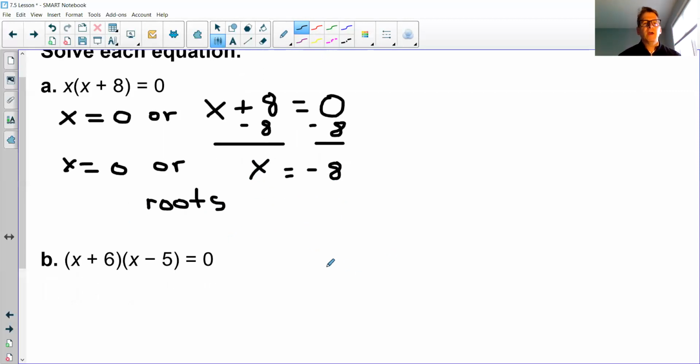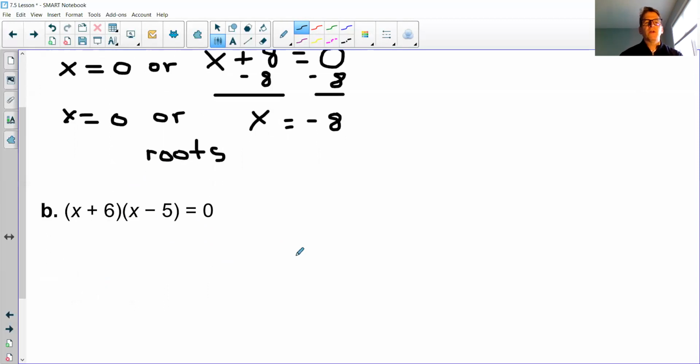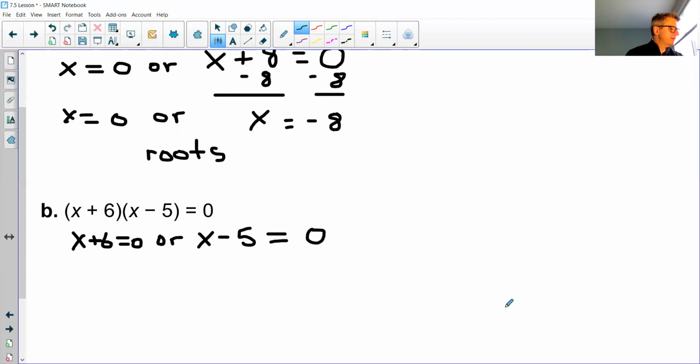Okay, letter B, solving polynomial equations. In this case, you have x plus 6 times x minus 5, and it's equal to 0. To solve for x here, you're going to say to yourself that x plus 6 could be equal to 0, or x minus 5 could be equal to 0.